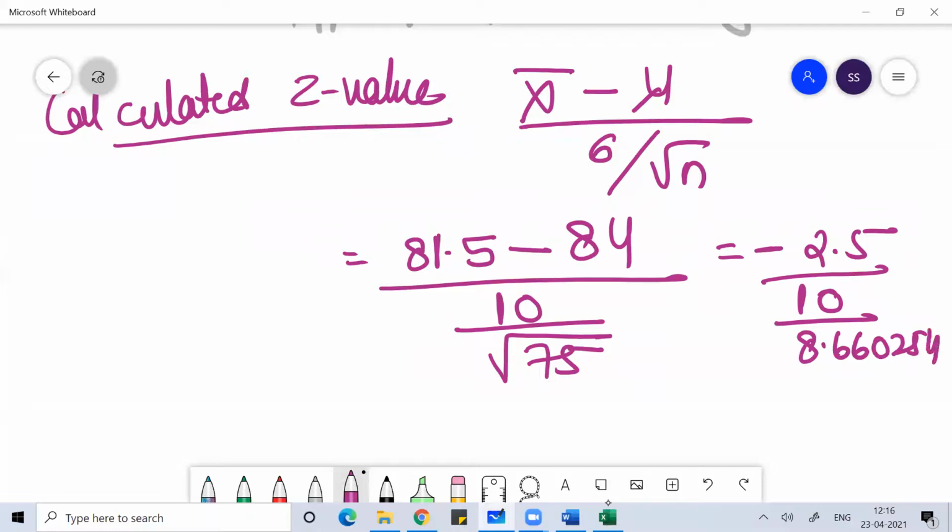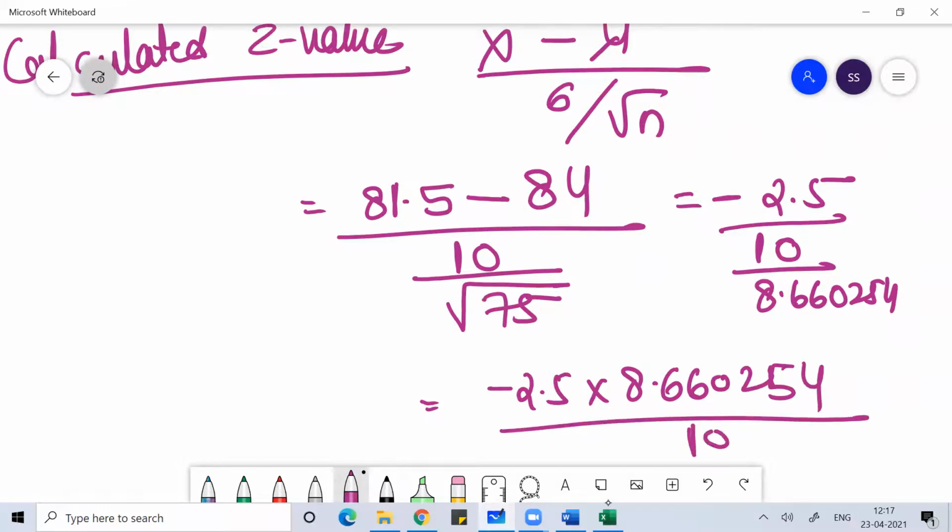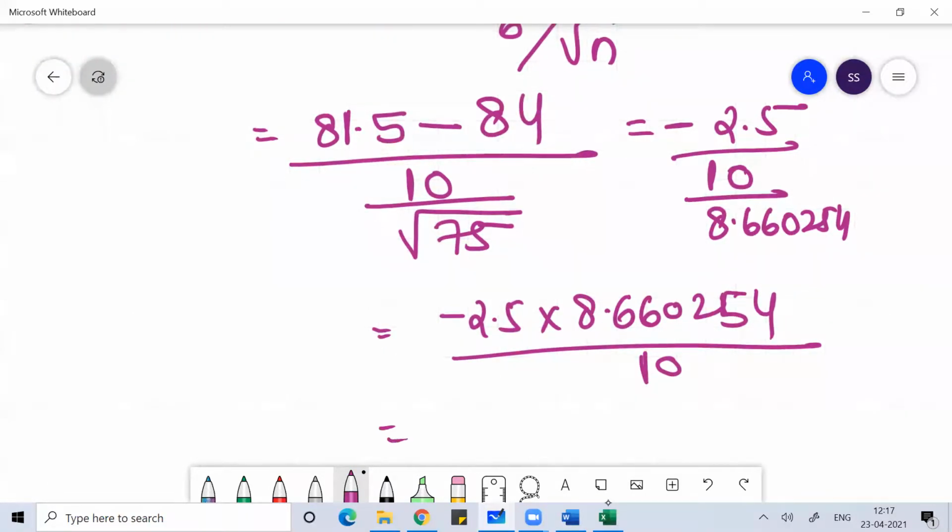Once you do this, you will get minus 2.5 into 8.66, which is 0.254, divided by 10. So you can solve this and you will get the calculated z value. You'll get this value, so you can check it.